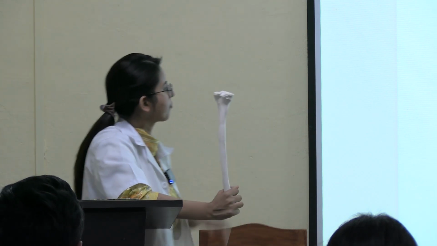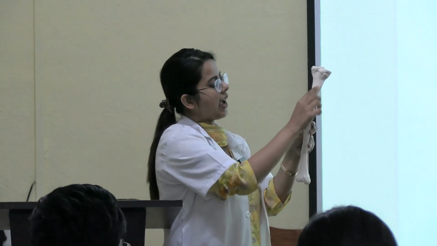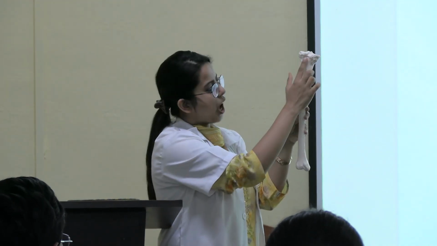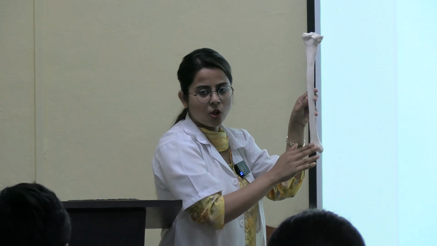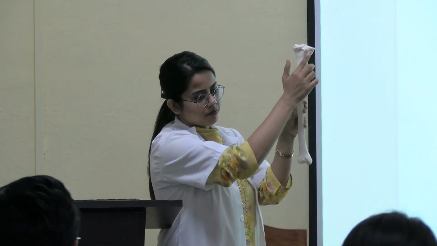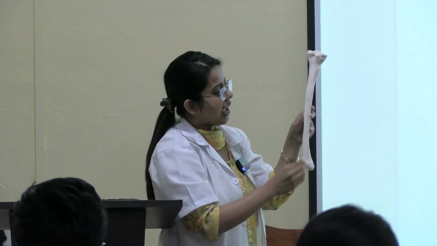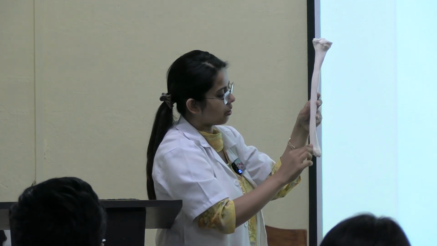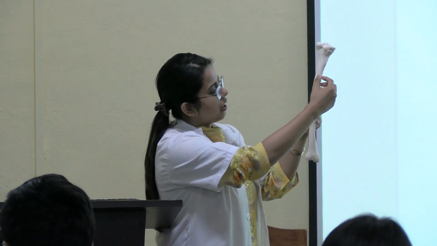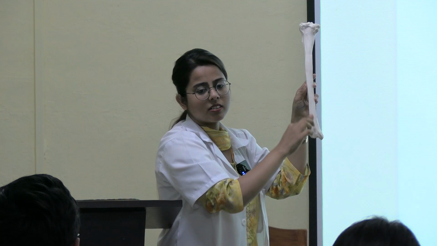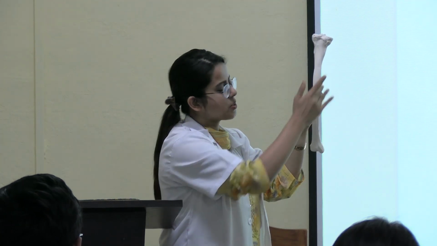Soleal line, okay? Now this soleal line is dividing the posterior surface in two parts. This is the upper part and this is the lower part. This upper part, as you can see, is triangular in shape. And this lower part will again be divided by a faint ridge into, this is what part? Lateral part, and this is medial part.